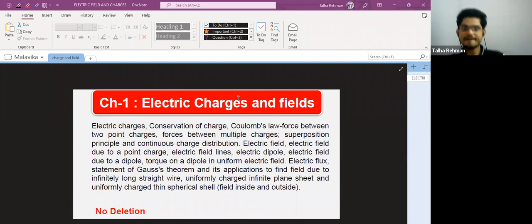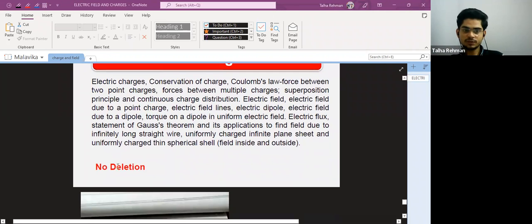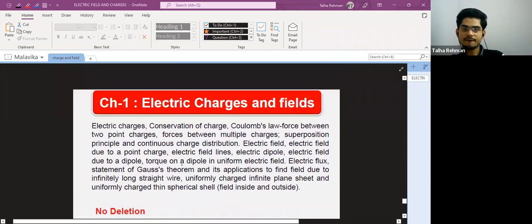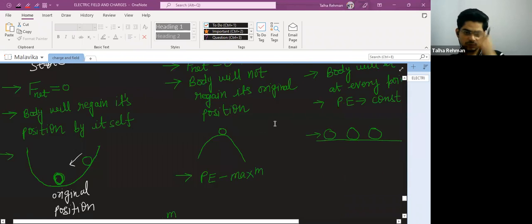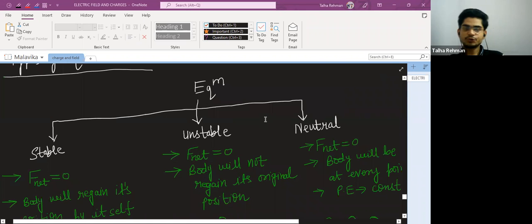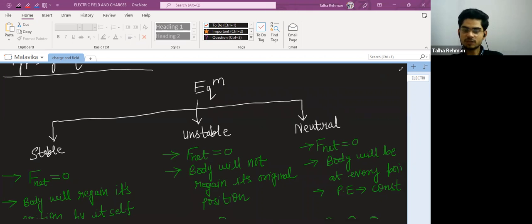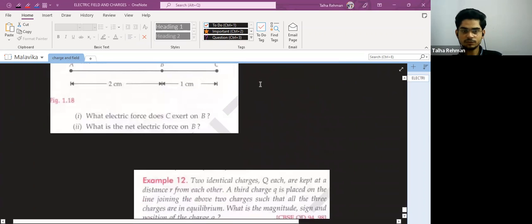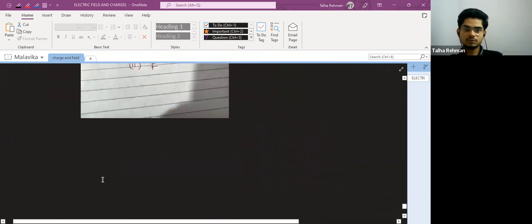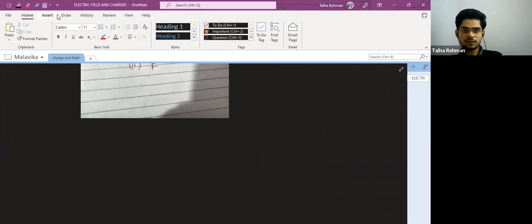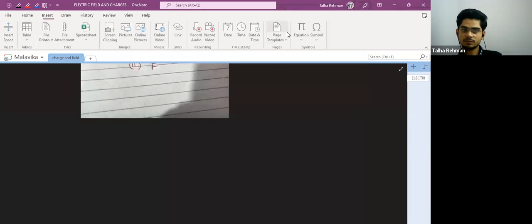Okay, and there is no deletion from the first chapter. I have told you about the equilibrium. So simply, you should remember that when a charge is in equilibrium, it means the net force on that charge is zero. And I will use these concepts in the upcoming questions.